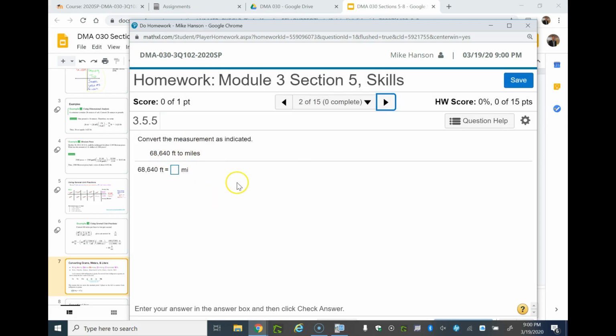So I'll put feet up top, feet down here. I'm going to miles. Fill in the relationship between the two. If the one is on the bottom, just multiply the top terms together. If the one is on top, divide the two. So all these problems here, we're going to be using the cross method.